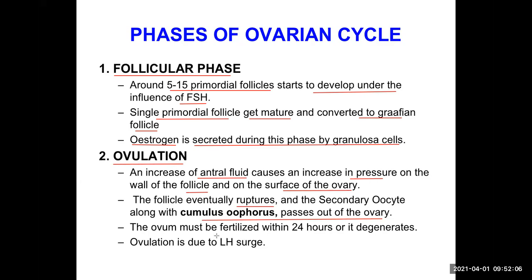The ova must be fertilized within 24 hours or it degenerates. The average is 24 hours, okay? Sometimes it may be longer than that, sometimes maybe 72 hours. So this is the period when, if sexual intercourse occurs, the lady may become pregnant.